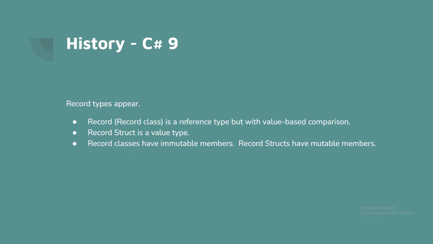Yeah. So in C# 9 we get record types, and those of course can be, there are 2 types of records. One's a value type and one's a reference type, and they can both be made nullable.